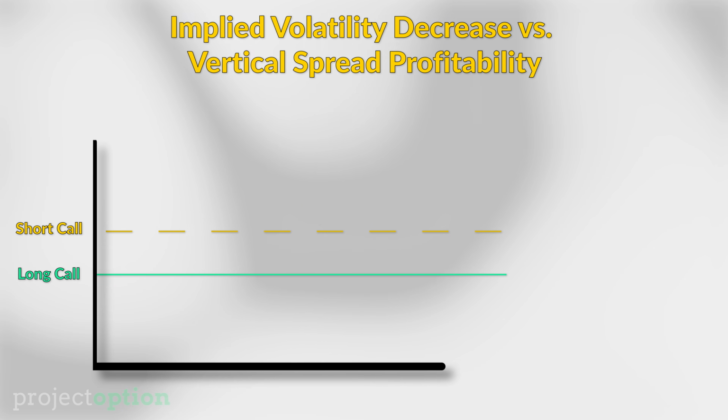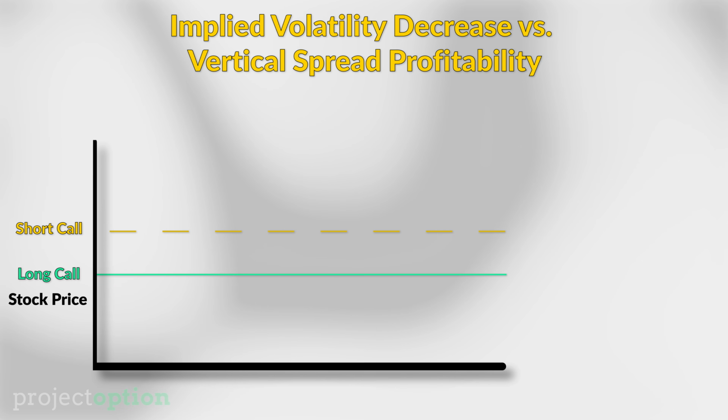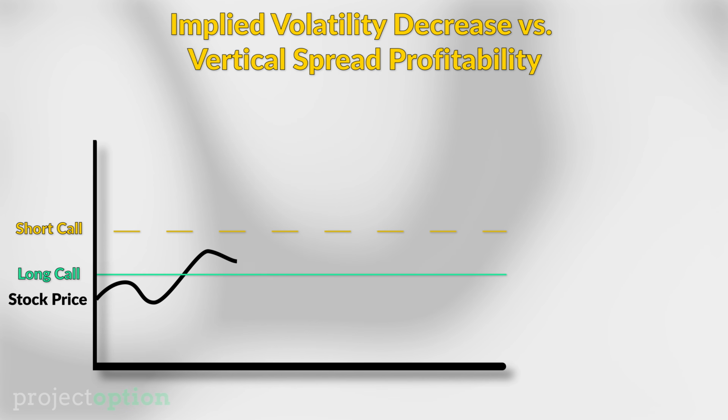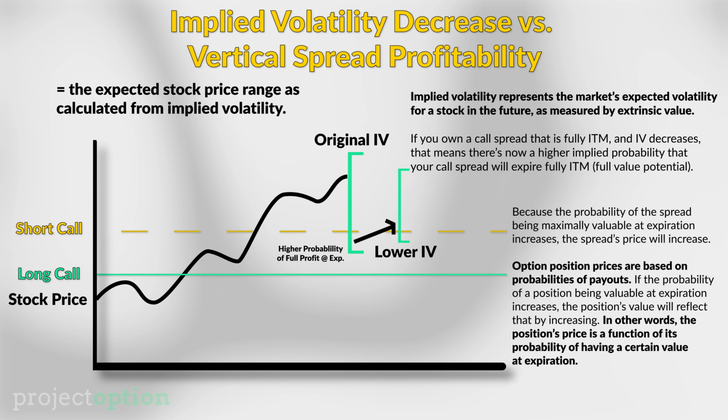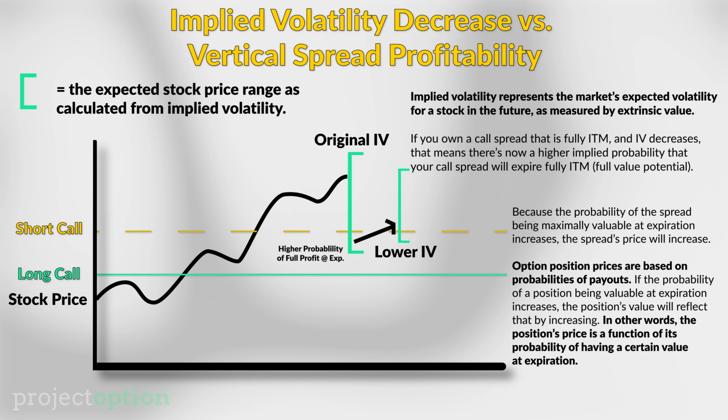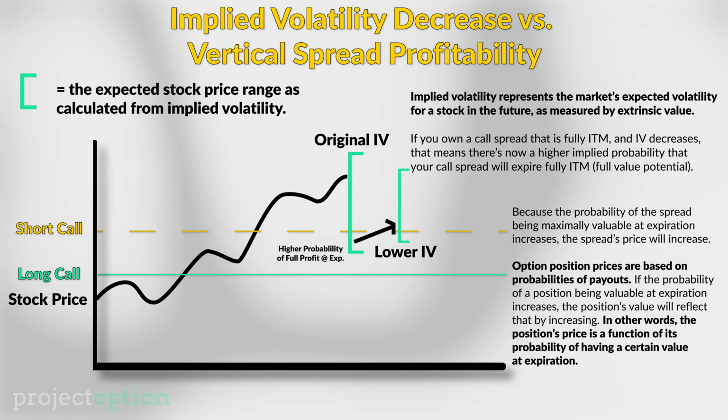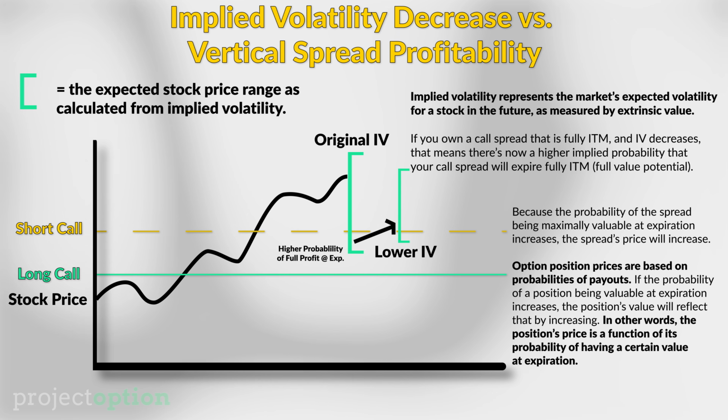Now, I don't like telling you things to just memorize, so let me explain these things that I've just said intuitively. A broad decrease in the extrinsic value that exists in a stock's options, meaning a decrease in implied volatility, means that the option market is expecting less volatility from that stock price in the future, which means that there is a higher probability that the stock price will be somewhere around its current price in the future as compared to before.